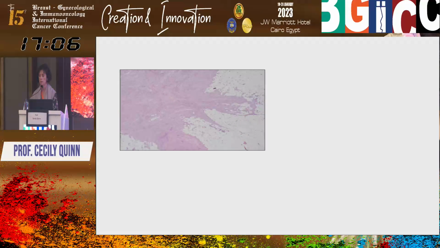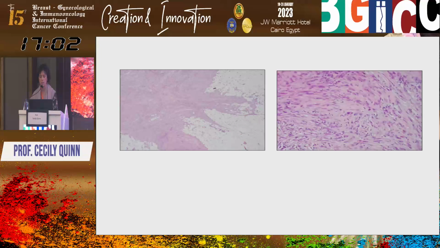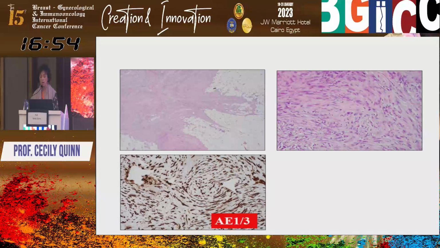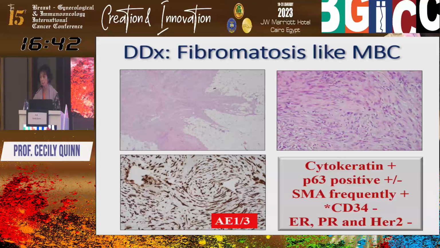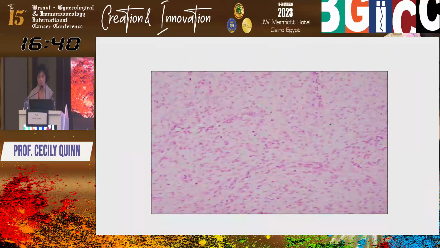So just in terms of differential, if you want to have a go at these, this is another irregular lesion. This one, the cells are more plump, there is mitotic activity, so this is really what we don't want to miss. This was strongly AE13 positive, and also it can obviously show P63 positivity, CD34 negative, triple negative, so this is fibromatosis like metaplastic carcinoma.